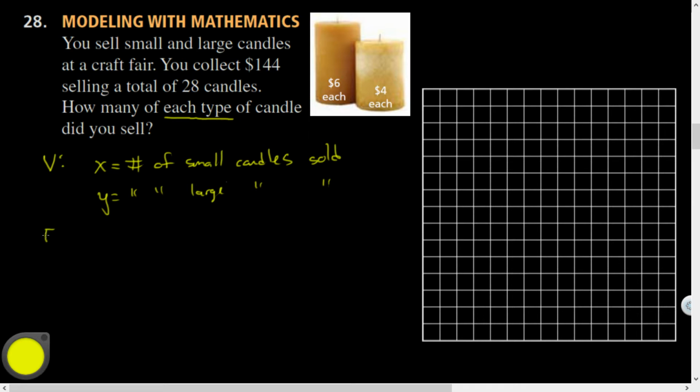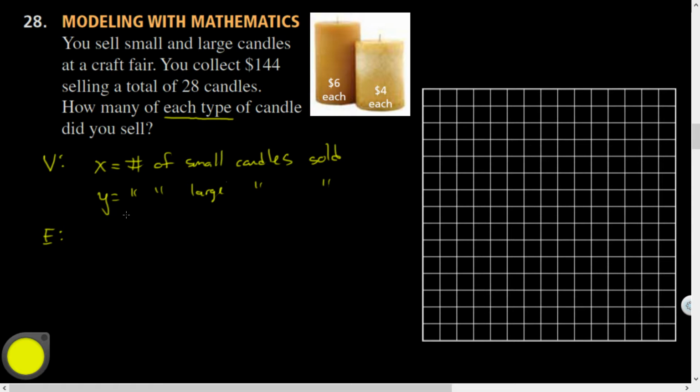All right, and now I'm going to try to write some equations that represent this. These equations are based off of the clues that they gave me. I'm going to start with this clue first: you sell a total of 28 candles. What's an equation that would relate the x's, the y's, and the 28? How do you think I could relate those things?